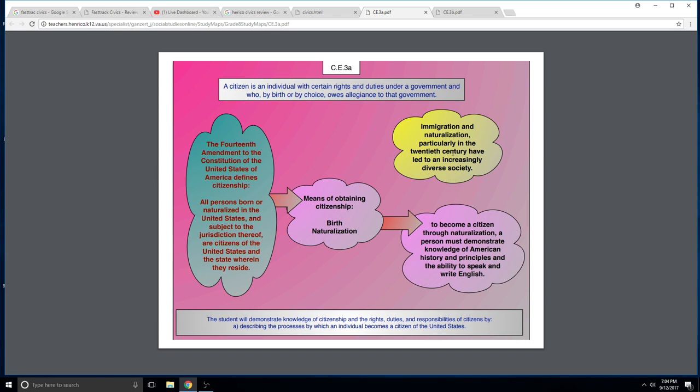If their intention is to live here and make this now their permanent home, then they are considered, once they've completed the citizenship process, an immigrant.